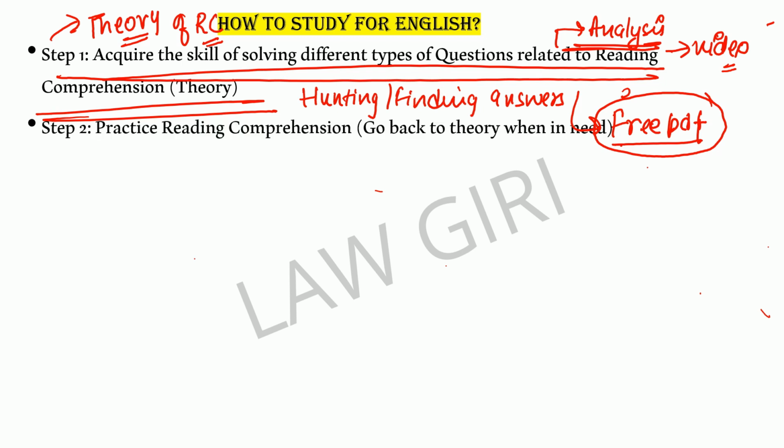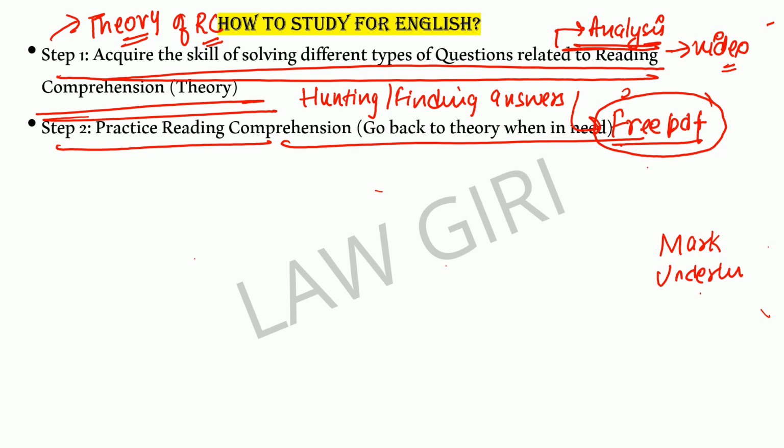Right, now the next thing, step 2, is to practice reading comprehension. Go back to theory when you need. Now the one thing that you have done is you have read how you have to solve different types of questions. Now I want to tell you one more thing. Whenever you're reading, please mark, underline, make notes in the book itself, so that you can come back to these and revise. Okay, this is step number one.